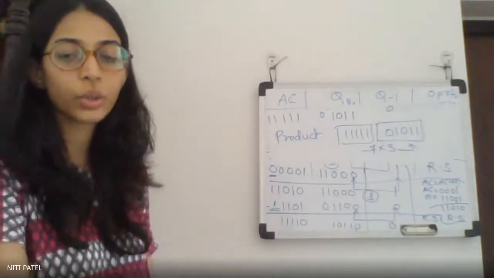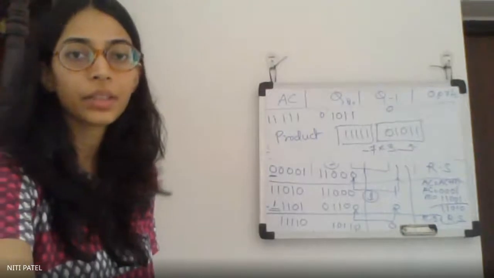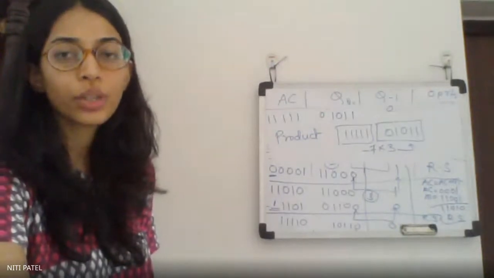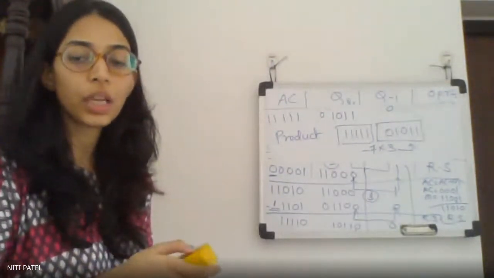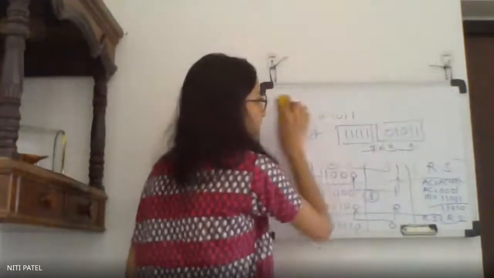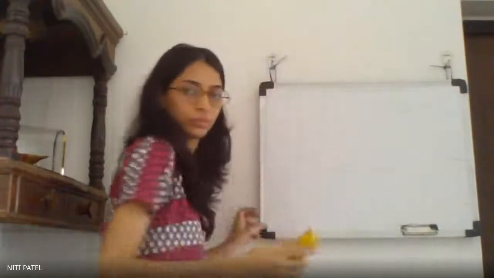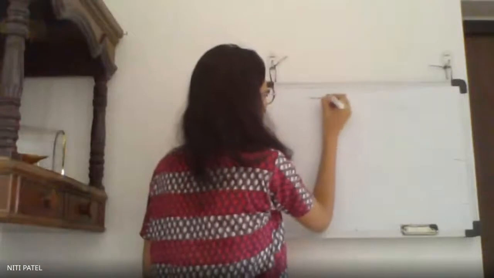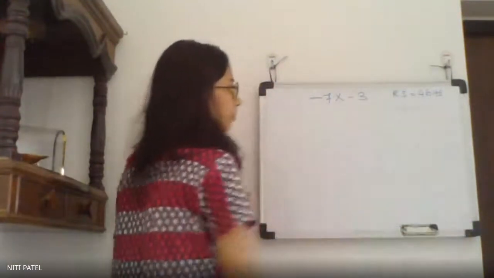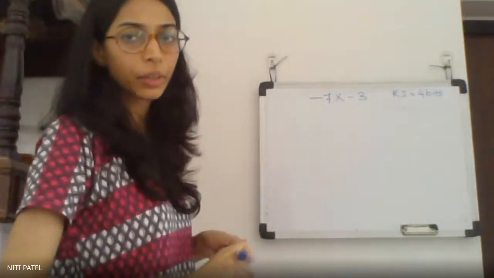Those who have completed, take the next question. Multiply minus 7 and minus 3 using Booth's algorithm, with register size as 4 bits, which is binary signed multiplication.